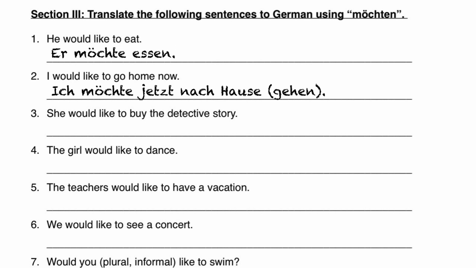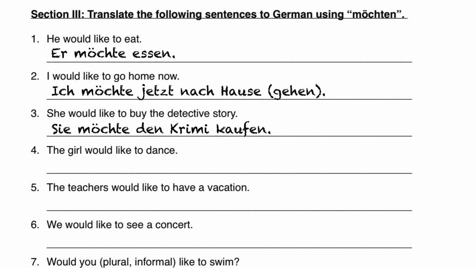She would like to buy the detective story. Sie möchte den Krimi kaufen. Sie is our subject here. It's the er/sie/es form, so we use möchte. Den Krimi is the accusative direct object, so we say den Krimi. And kaufen goes at the end of this sentence as our infinitive because that's where the other verb goes when you use a modal auxiliary like möchten.